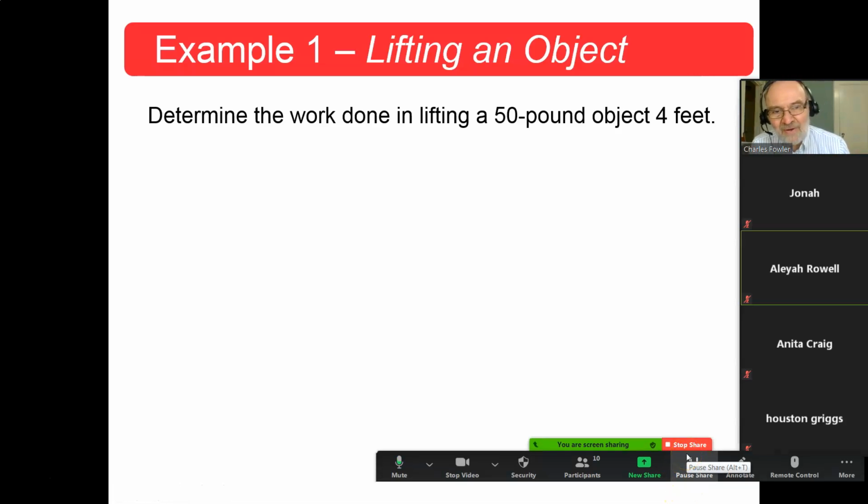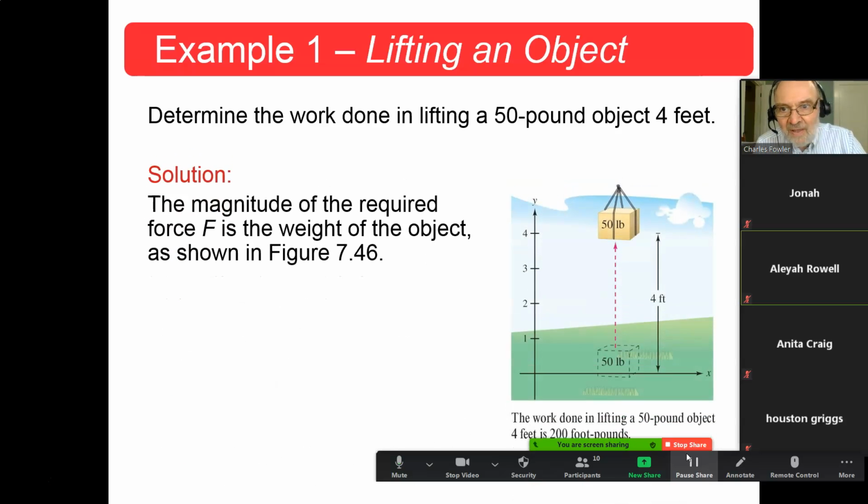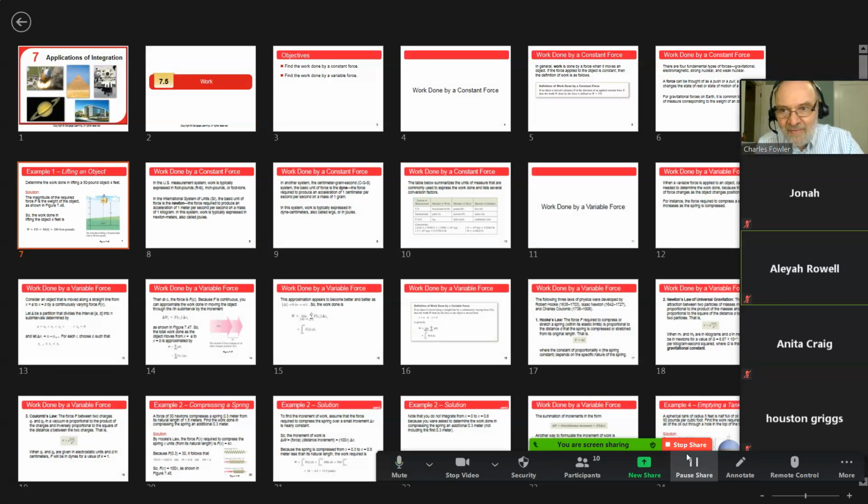I don't even have to write it. Force, 50 pounds, times distance, 4 feet. That would be 200 foot-pounds. That's how we measure work in the U.S. customary system, 200 foot-pounds. That's all there is to it. The magnitude of the force required to lift the object is its weight, okay? And you're lifting it 4 feet into the air.